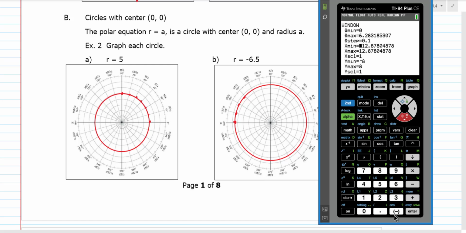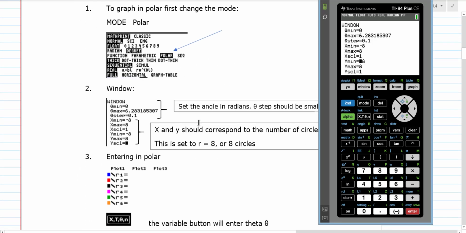So I'm going to set up, you're really just setting up the x-axis like you would the radius. So that's going from -8 to 8. And then the y-axis, I'm going to do the same thing, -8 to 8, like that. Okay, so you want to get your window set up.